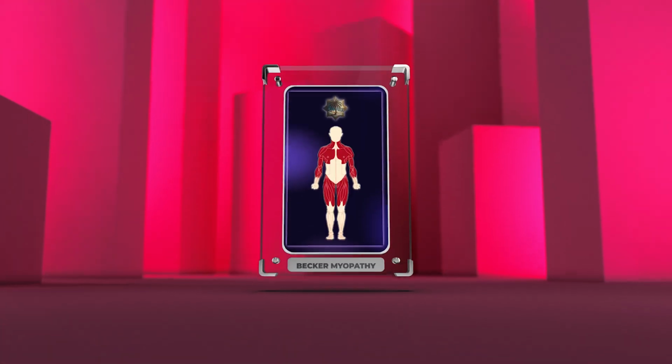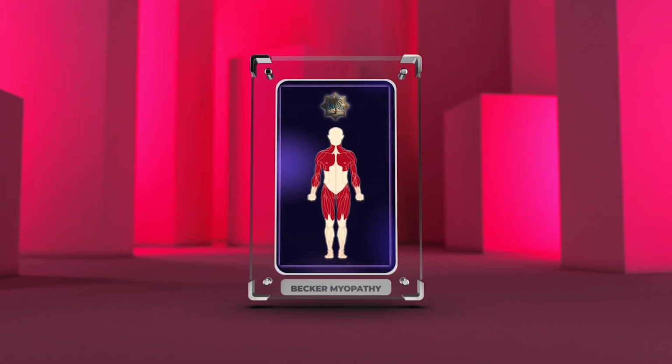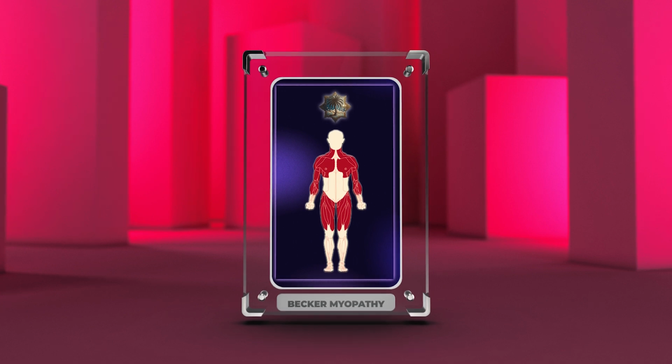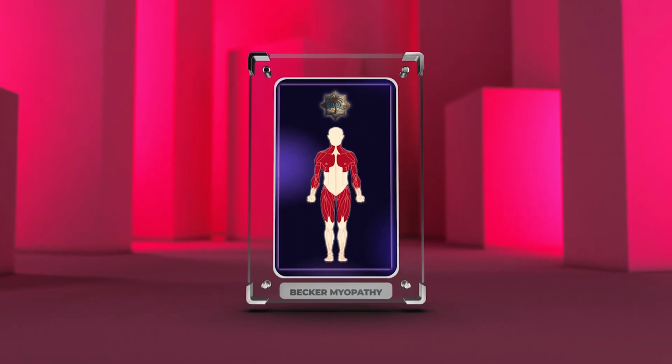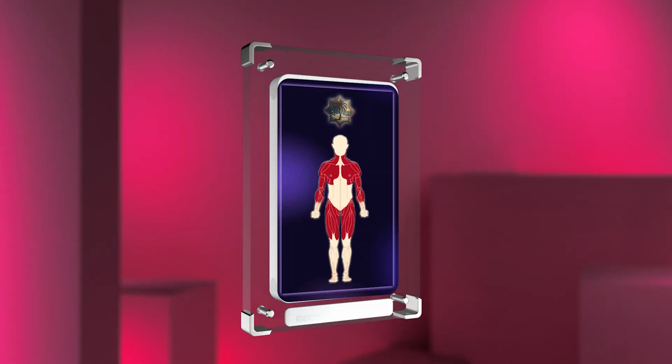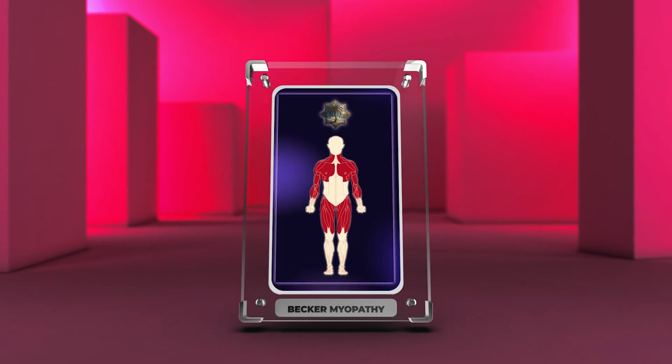Becker myopathy is a genetic disorder characterized by a deficiency of dystrophin protein, leading to progressive muscle weakness. Throughout this script, we will address the intricacies of this condition and provide you with a solid foundation of knowledge. So, let's begin our journey into the world of Becker myopathy.